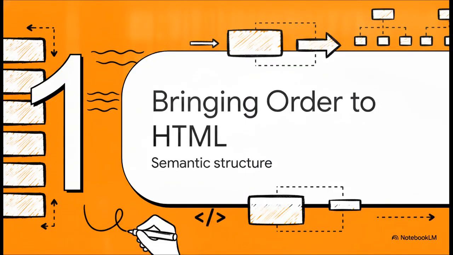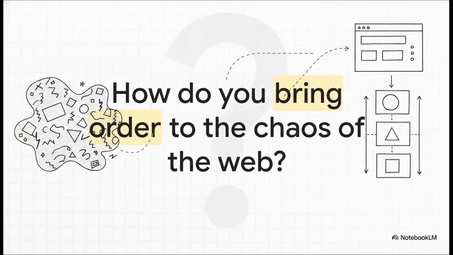All right, Section 1, bringing order to HTML, and really why semantic structure matters. I want you to imagine a web page without any structural tags. It would literally just be a massive, chaotic block of unformatted text. So how do you bring order to that chaos? How do you tell the browser what's a heading, what's a paragraph, and crucially for us today, what's a list of distinct items? Because without specific instructions, your browser just lumps the whole shebang together.